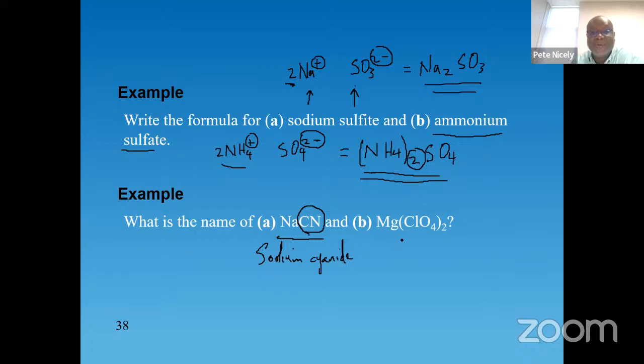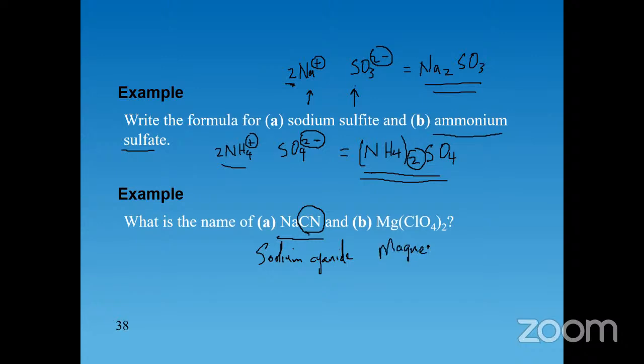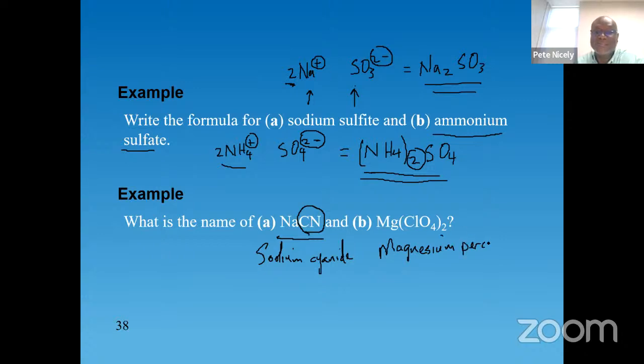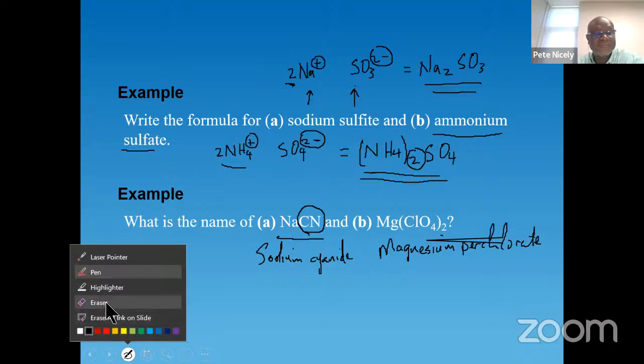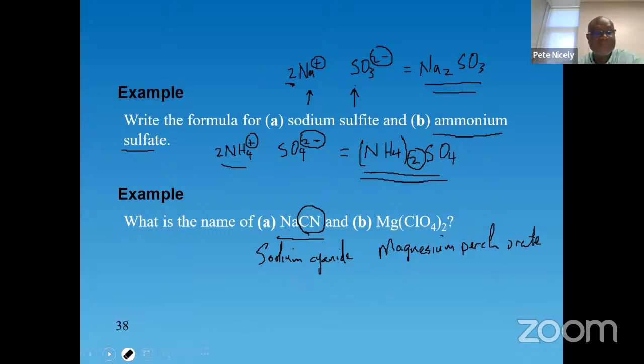What about B? Okay, so how would you name B? Is that magnesium perchlorate? Magnesium perchlorate. You're absolutely right. Okay, so perchlorate. All right. Okay, very good. All right, so that's how you name ionic compounds with polyatomic ions.